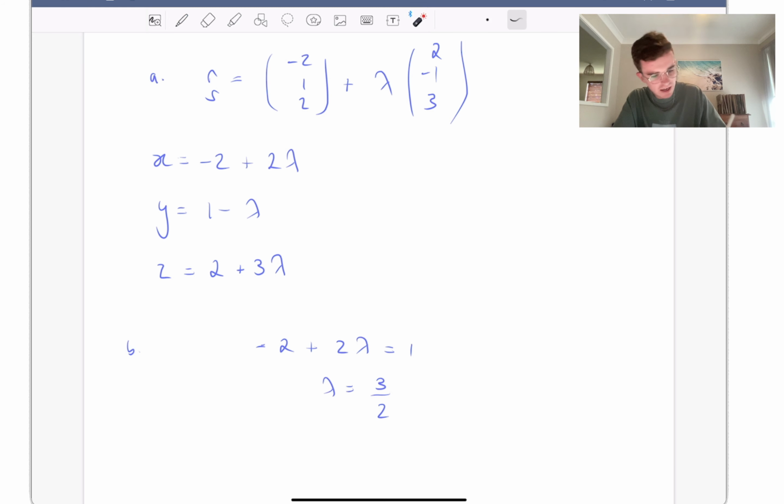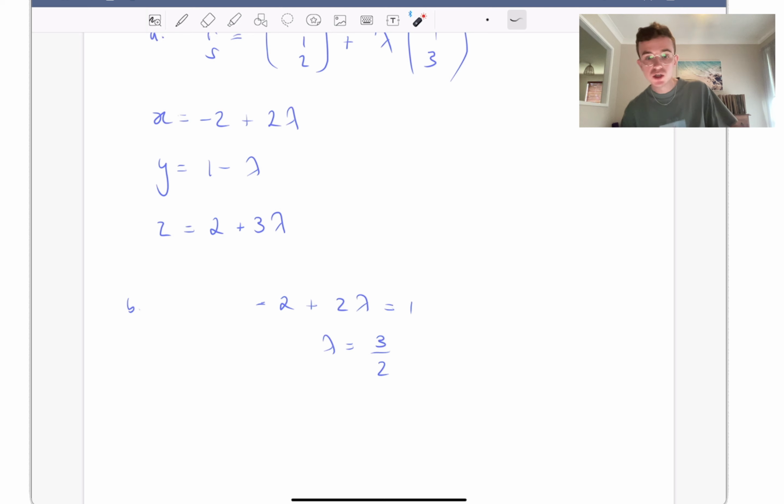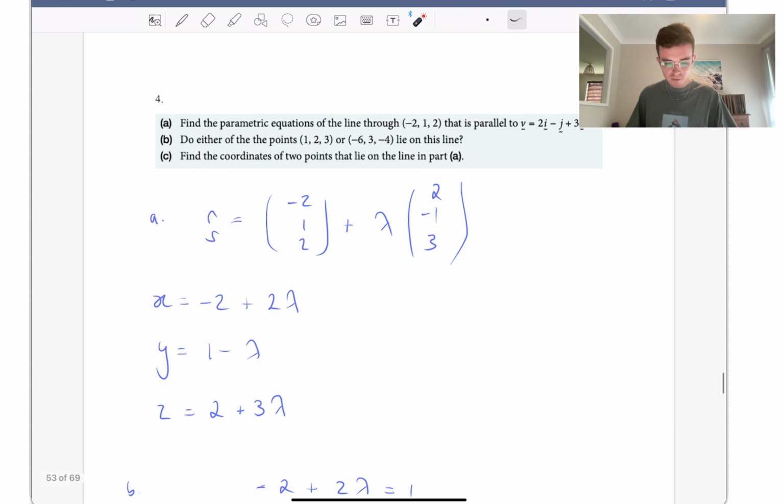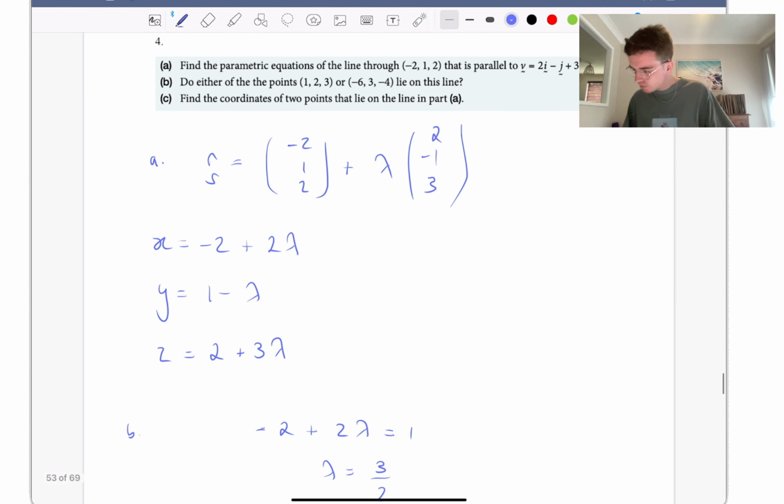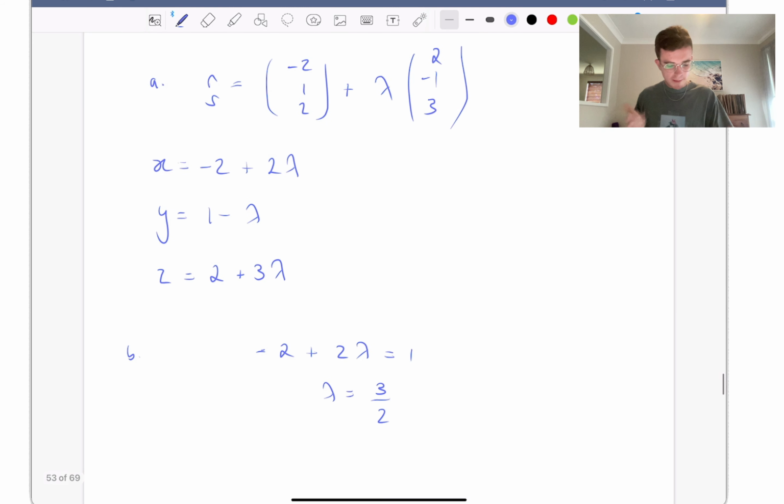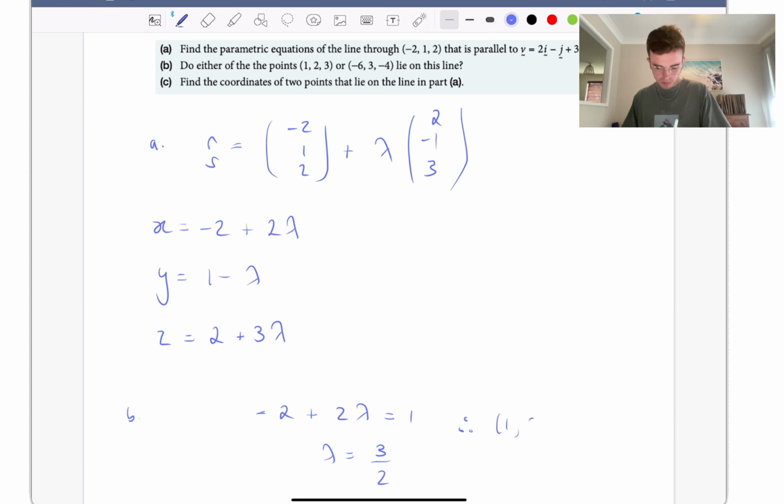Then we're going to substitute 3 on 2 into each of these, and see if we get the values of y and z. So we're substituting in the value into each of these. So we've got 3 on 2. Now 1 minus 3 on 2 is minus a half, which is not 2. And 2 plus 3 times 3 on 2 is 13 on 2. So no, this doesn't lie on the line. Let's do the same for the other point though.